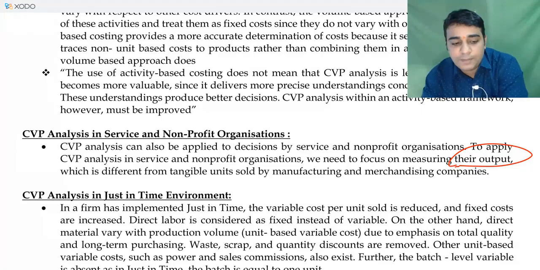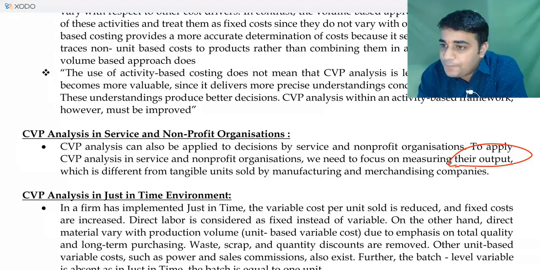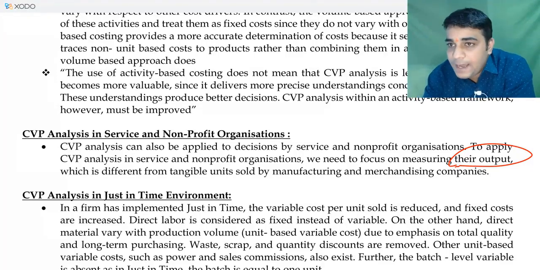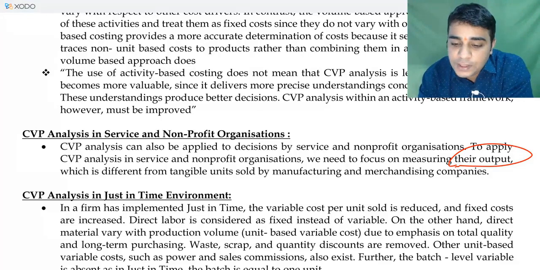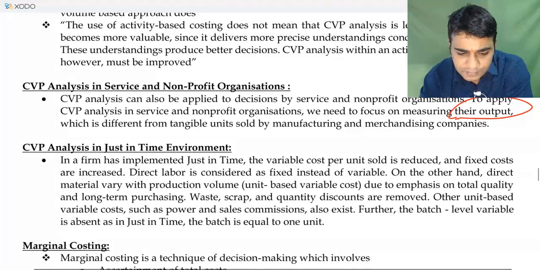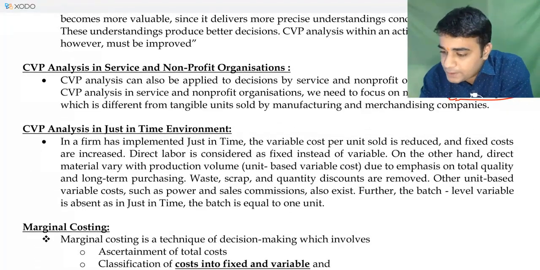We need to focus on measuring their output, which is different from the tangible units sold by manufacturing and merchandising companies. In a manufacturing company, it's easy to measure the number of units. In a service oriented company, it could be difficult. For example, for Bharadwaj Institute, the cost unit is the number of student hours, which is number of students into number of hours. CVP analysis in a just-in-time environment.